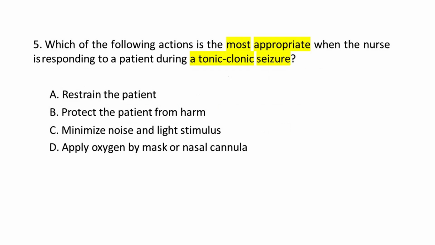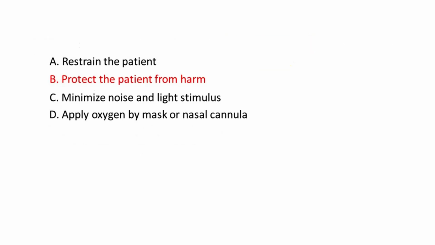5. Which of the following actions is the most appropriate when the nurse is responding to a patient during a tonic-clonic seizure? A. Restrain the patient. B. Protect the patient from harm. C. Minimize noise and light stimulus. D. Apply oxygen by mask or nasal cannula. The answer is B. Protect the patient from harm.